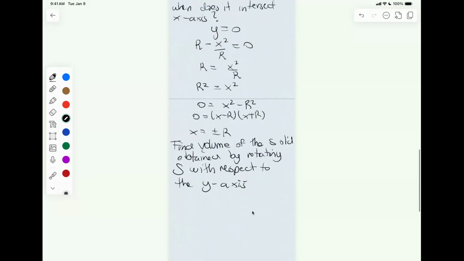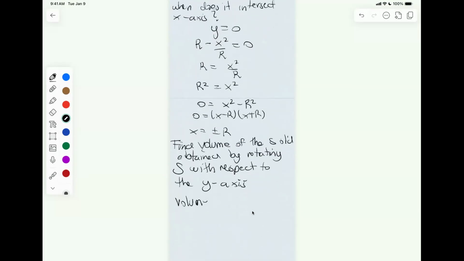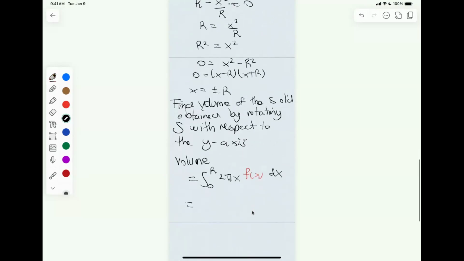So in this case, the volume would be again the integral from 0 to r of 2 pi x f of x dx. And then this would be the integral from 0 to r of 2 pi x. What was f of x? It was r minus x squared over r dx, if I'm not mistaken.